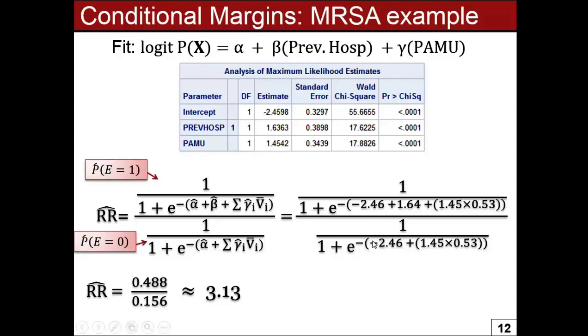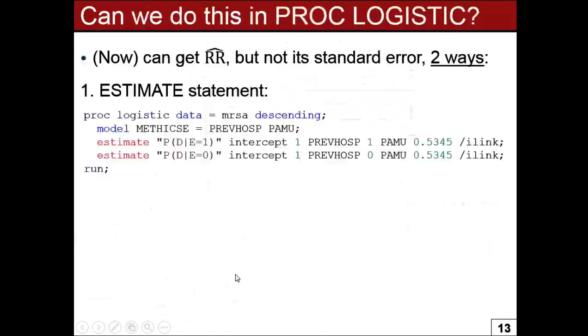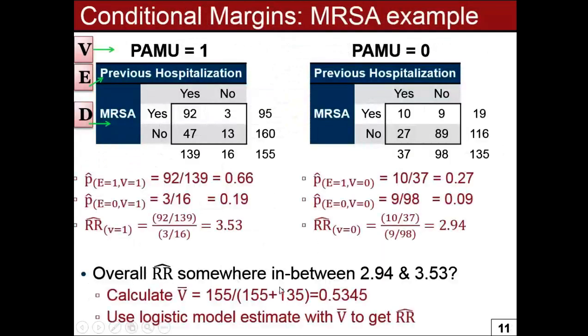Now, the denominator is the same expression, 1 over 1 plus e to the minus blah, blah, blah, but not with the exposure. That's the whole point. It's exposed versus unexposed. And you get 0.488 over 0.156. That's the risk of the exposed over the risk of the unexposed, according to the model. 3.13. That's pretty cool, right? It's between 2.94 and 3.53.